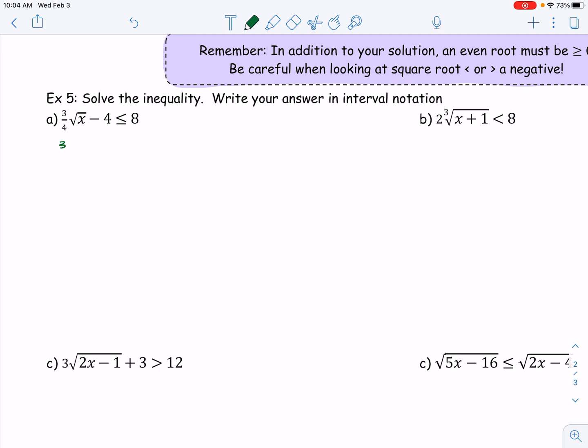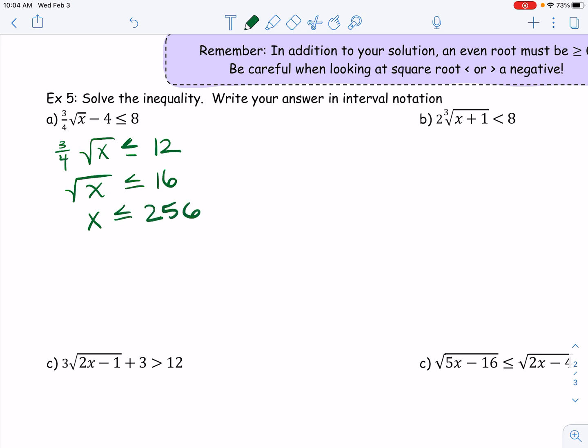So now I have 3/4 square root of x less than or equal to 12. Then I'm going to divide by 3/4, which is the same thing as multiplying by 4/3. So now I have the square root of x is less than or equal to 16. And then I square both sides. So I get x is less than or equal to 256.